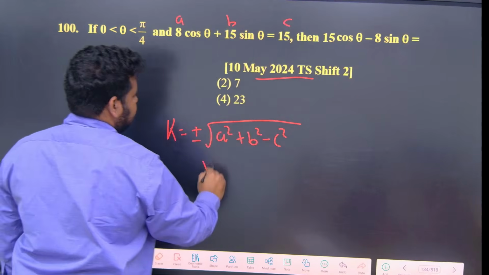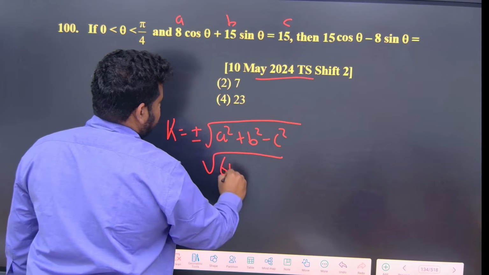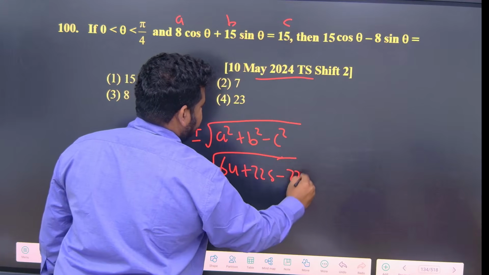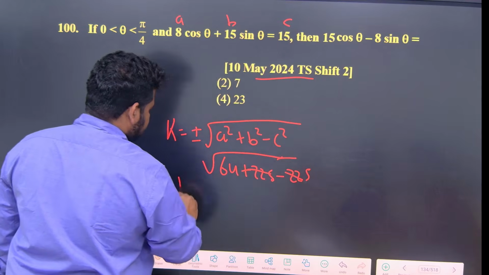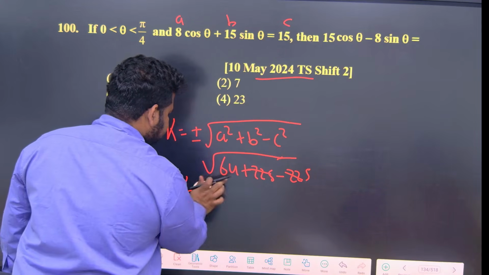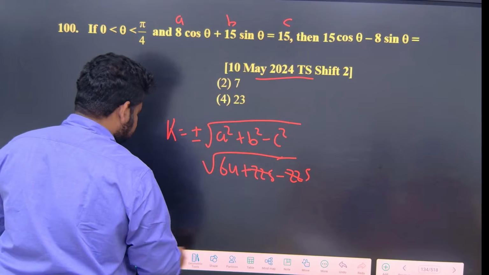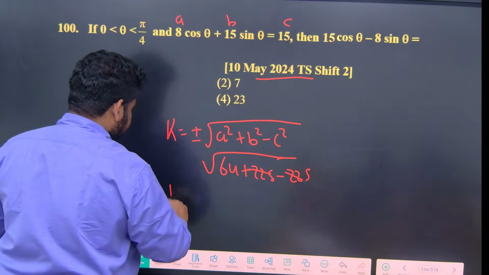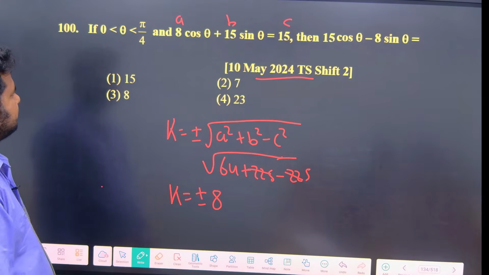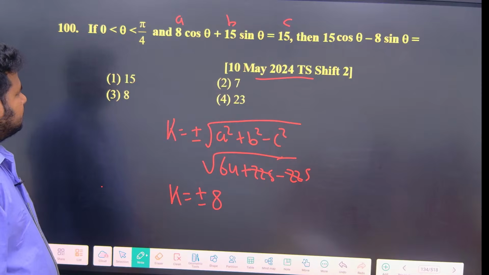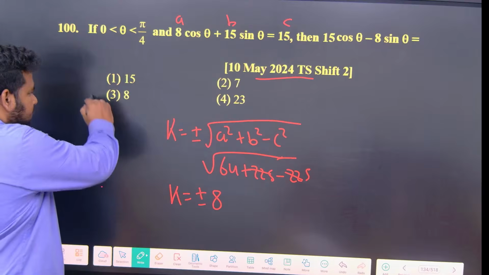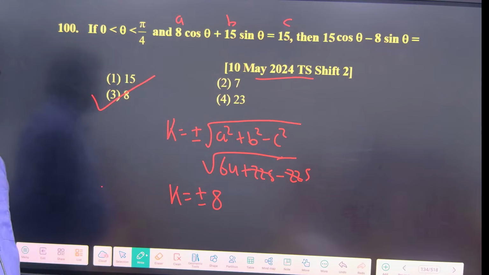Just put the values. A square is what? 64. B square is what? 225 minus 225. Cancel, cancel. K is equal to plus or minus square root of 64. I can write this as C. K is equal to plus or minus, observe this, plus or minus 8. Okay. So whether it is plus 8 or minus 8, K value we will get, what? Positive only we will get, one value is given, that's the answer. Okay, that is the answer.